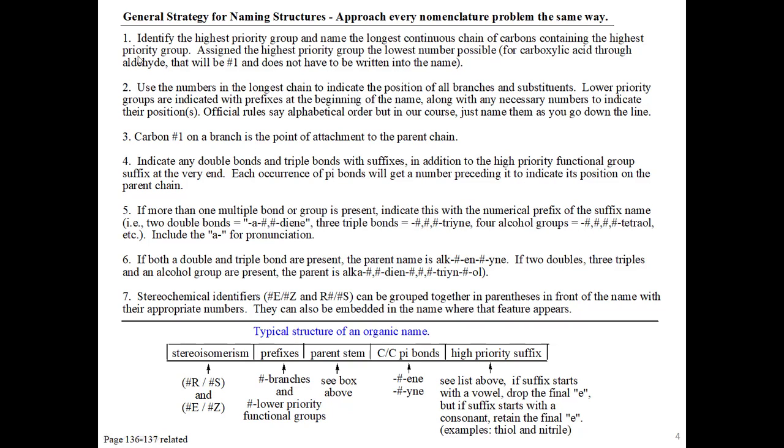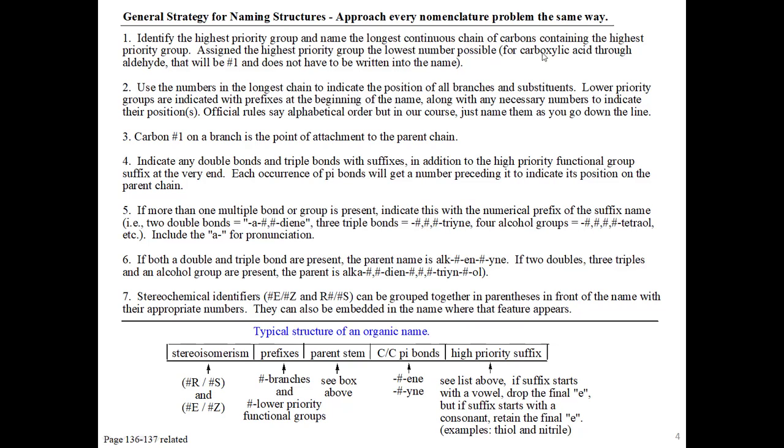Okay, I put a list of possibilities of steps that you could follow to name an organic structure. You could come up with your own, I'm sure, but I suggest whatever strategy you use, you take that approach every single time you name it. And then you'll get into the habit of addressing all the points that you have to meet. So what I have here for me is I say identify the highest priority group, number 1, and then name the longest continuous chain of carbons that has the highest priority group. All right? And then you're going to use those numbers to assign positions of things below. Okay, so you want that highest priority group to have the lowest possible number.